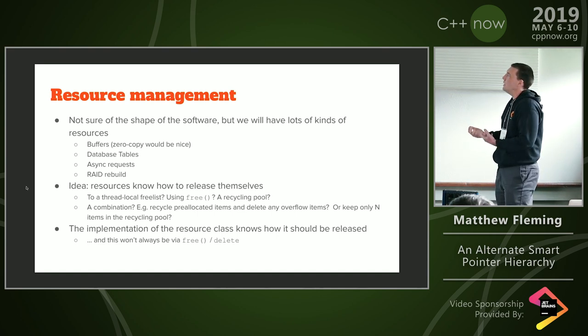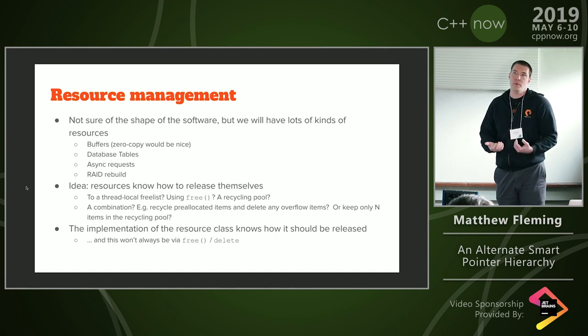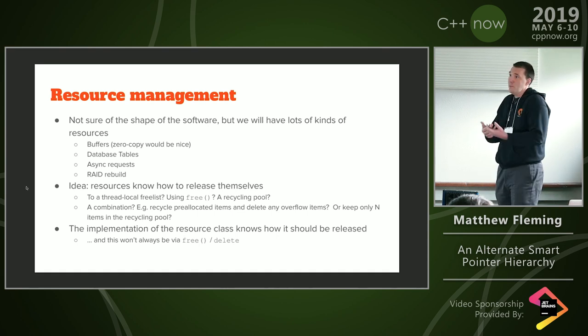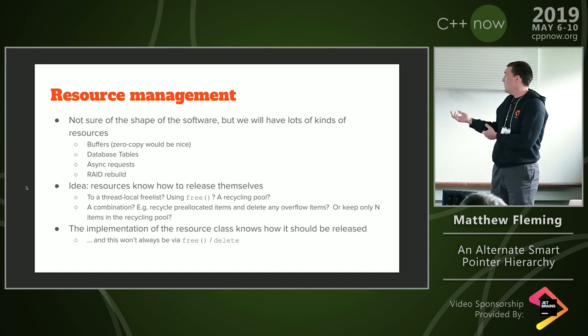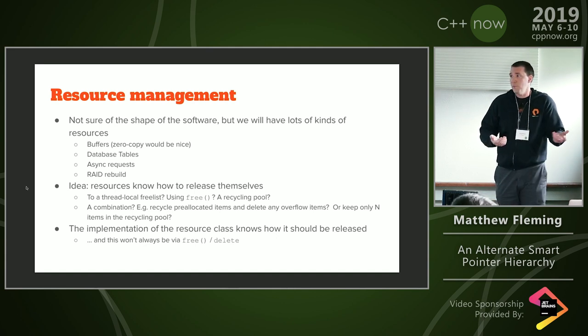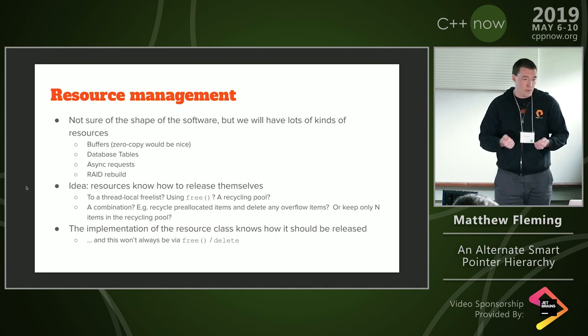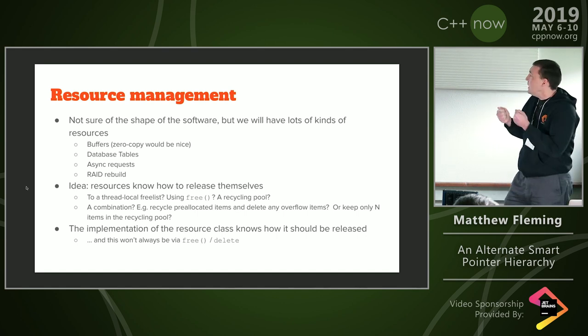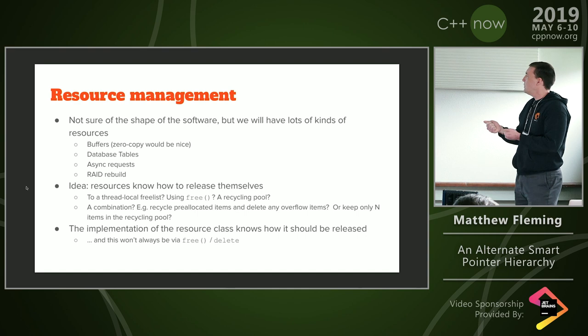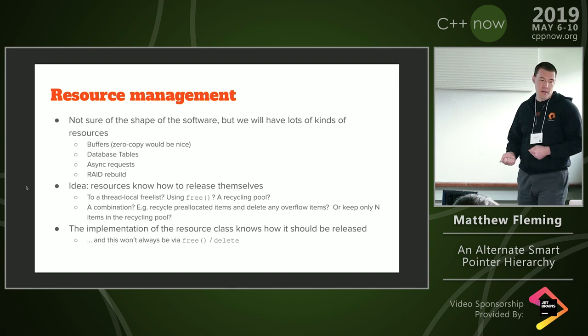Well, the central idea is that the resource knows how to release itself. It may be released to a thread local free list, I may be calling the system free, there may be a recycling pool involved. It may be some kind of combination of allocation and release strategies. But the implementation of this resource knows how it should be released because it knows how it was allocated.